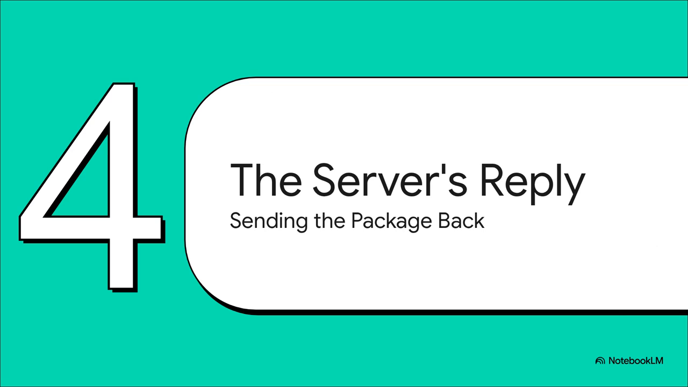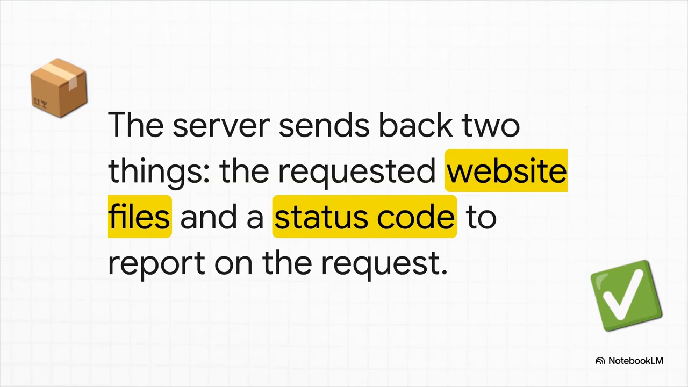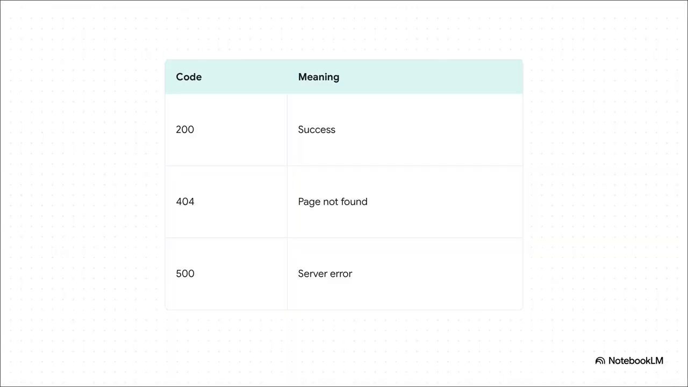The server has received our GET request. It knows what we want. So now let's look at its reply, the package that it's sending back. The response that comes back has 2 main parts. First, there's the payload. That's all the actual files that make up the website. But it also includes a little note right at the top called a status code, which tells your browser how the request went.